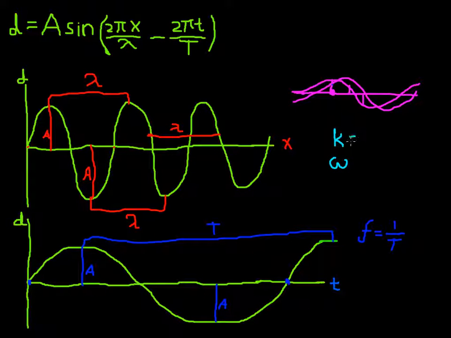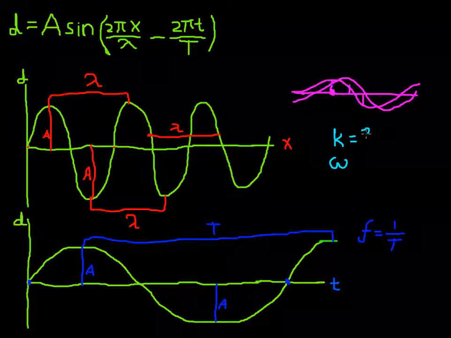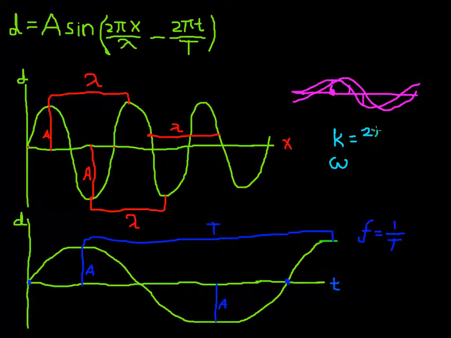K is going to be equal to 2 pi divided by lambda. And omega is equal to 2 pi times the frequency, 2 pi f, which is equal to 2 pi over capital T.